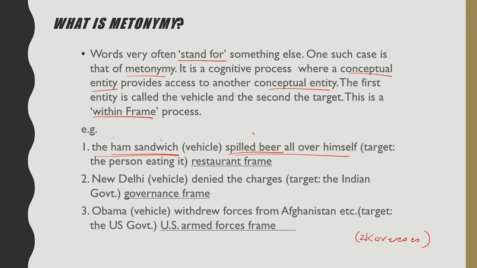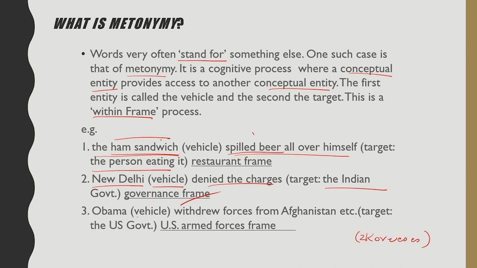So, ham sandwich is the vehicle here, and the target is the person who is eating it. So, rather than talking about the person who is eating the ham sandwich, we simply say the ham sandwich has. Similarly, New Delhi, as I just said. So, this is the vehicle, and it targets the Indian government, denied the charges in the governance frame. Similarly, many other examples. This is a very, very productive, very common way of talking about abstract domains.